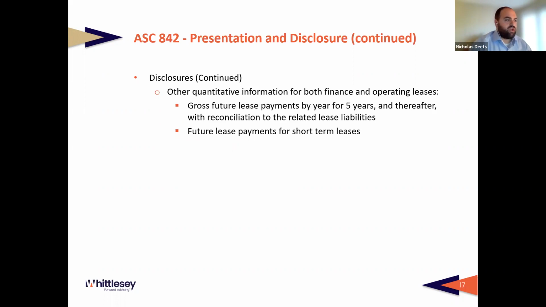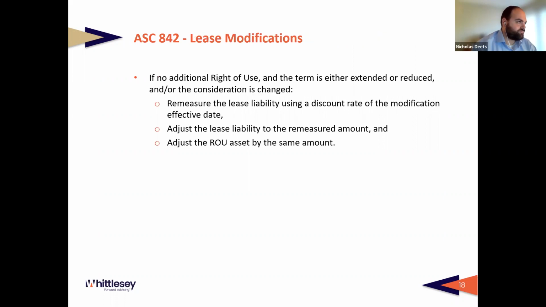And as was done in the past, you have to put in a schedule for future lease payments for the next 5 years and then thereafter, which reconciles back to the lease liability and any future lease payments for short-term leases. And if there are any lease modifications to the leases, if there are no additional rights of use and the term is either extended or reduced or the consideration is changed, then you do need to remeasure the lease liability using a discount rate at the effective date of the modification. And then you adjust the lease liability and the right of use asset accordingly.